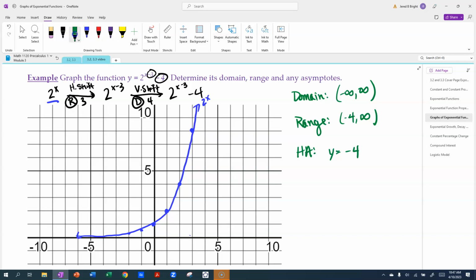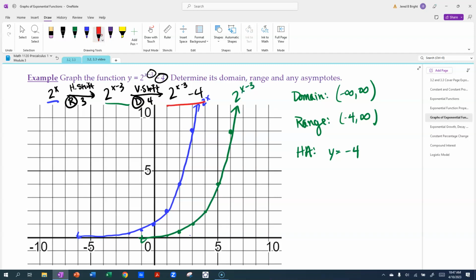Okay, now I'm just going to do what my transformations say. So I'm going to shift it to the right 3 units. Okay, so this is 1, 2, 3. There we go. Something like that. Okay, so this would be 2 to the x minus 3.